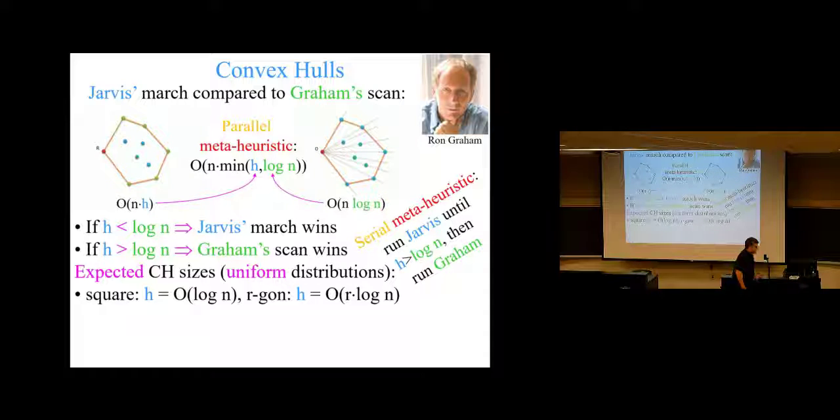So if you have 1,000 points inside a square, uniformly randomly distributed, the size of the convex hull will be log of 1,000, which is about 10. If you have 1,000,000 points, it will be about 20. So the convex hull is much smaller than the number of points, assuming it's in a square. If it's in a regular 4-gon or 5-gon, 5-gon is a pentagon, 6-gon is a hexagon, that depends on the number of sides. So it's r, the number of sides in the r-gon, times log n. So if it's in the hexagon, it'll be 6 times log n.